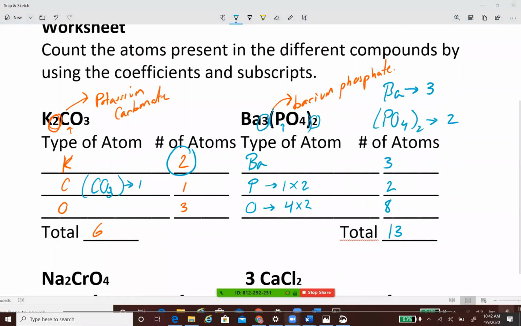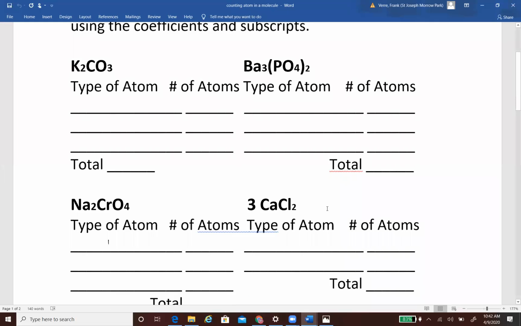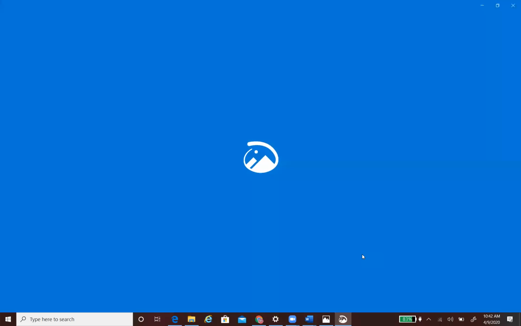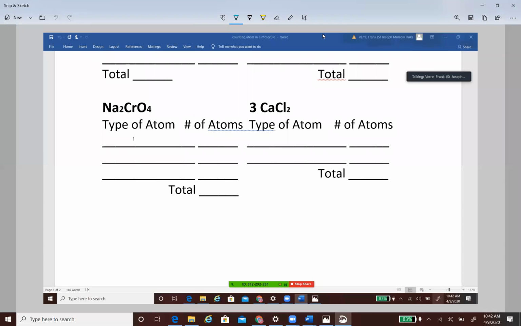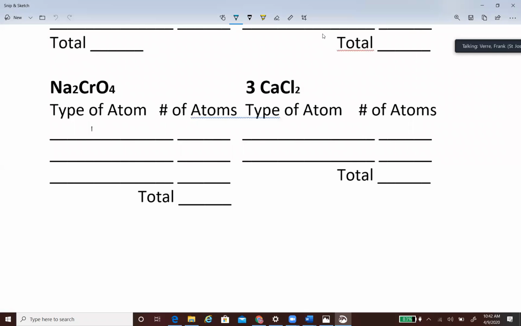Okay, so let's look at then the next one. Okay, so the next one is these two. Okay, so take a screenshot. Then when we get to the section on balancing, we're going to unite the two concepts of naming and doing what we're doing right now. All right. So CrO4. Whoa.